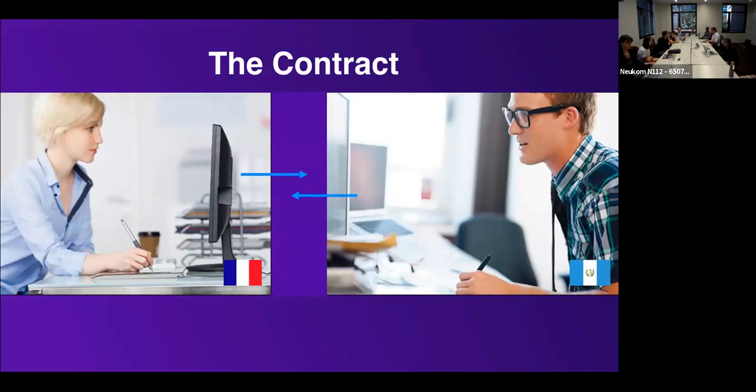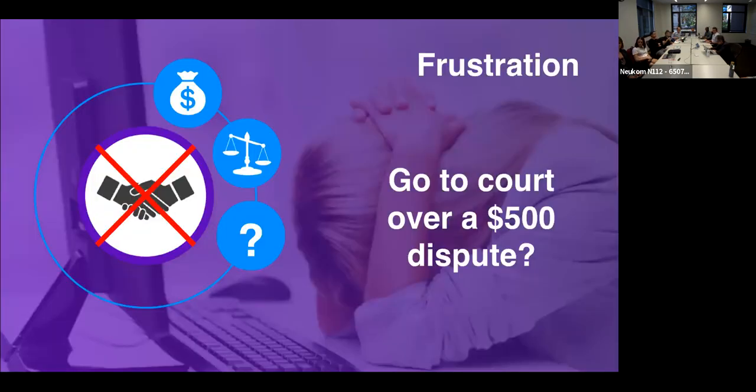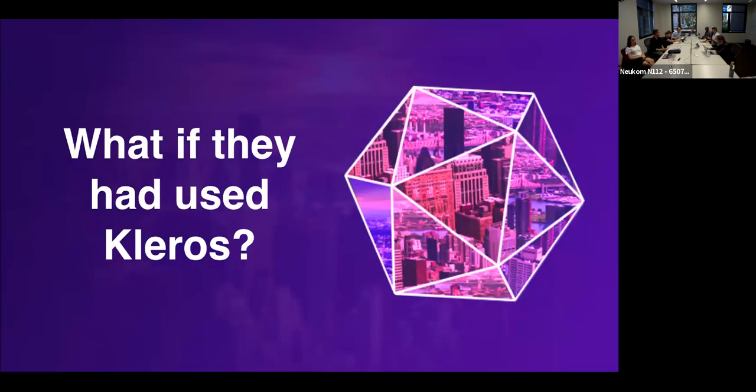So first, a very short introduction. There is a contract between this woman who's from France and this guy who's from Guatemala, for a website, and he delivers the product, and she's not happy. There is a dispute, right? Different countries, she's not going to court there, so it doesn't make sense for a $500 dispute. So what they have used is Kleros.